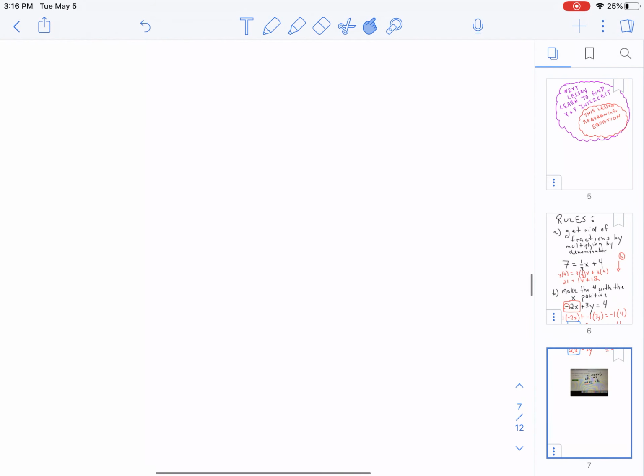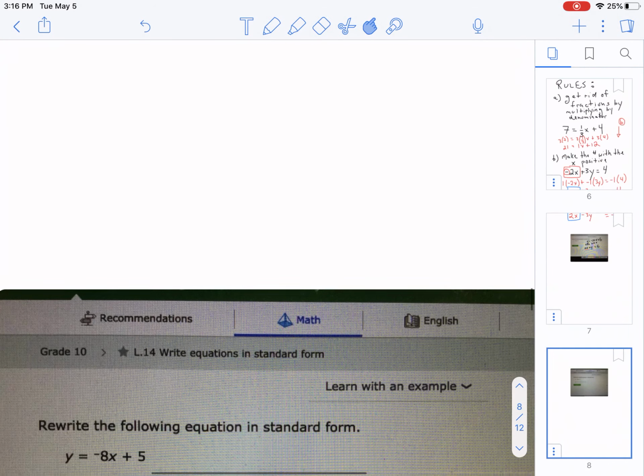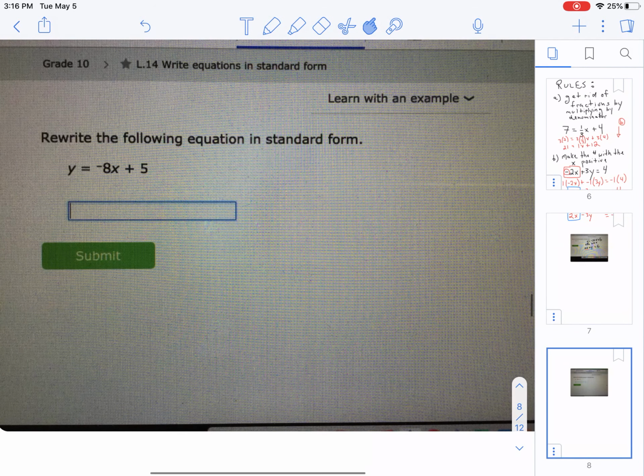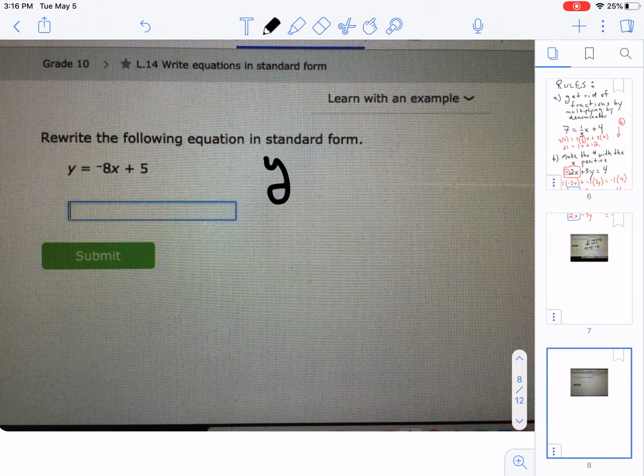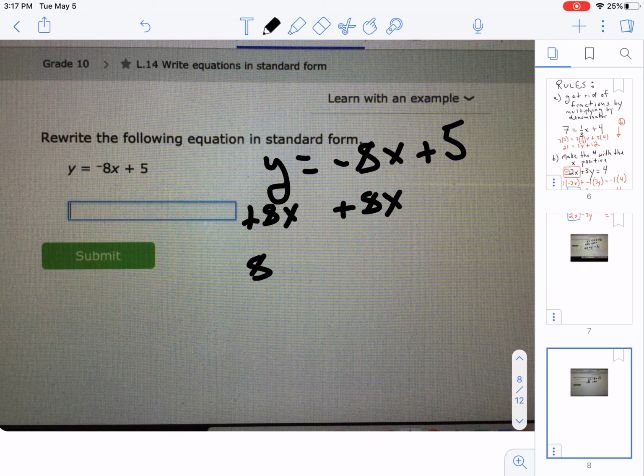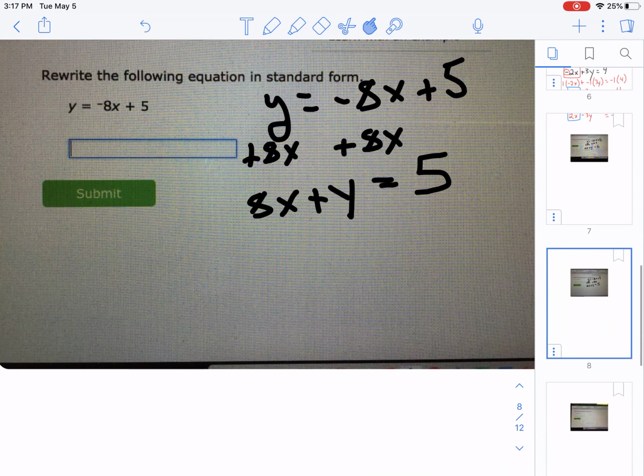Okay, let's take a look at another example. Here we have y equals -8x plus 5. So we have to get the x on the other side. The way we're going to do that is add 8x to both sides. So that gives us 8x plus y equals 5. Okay, a couple more examples.